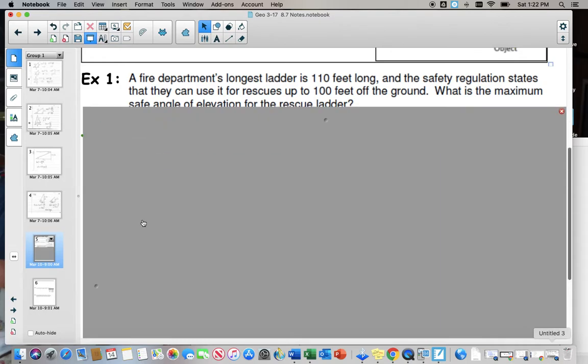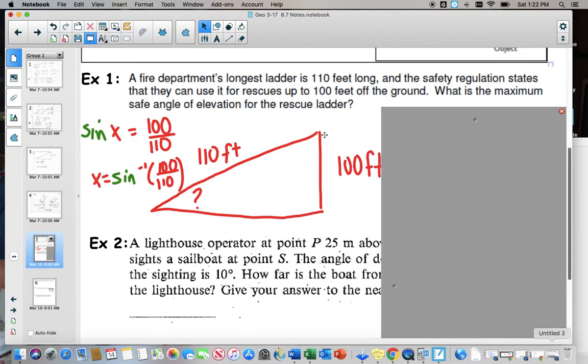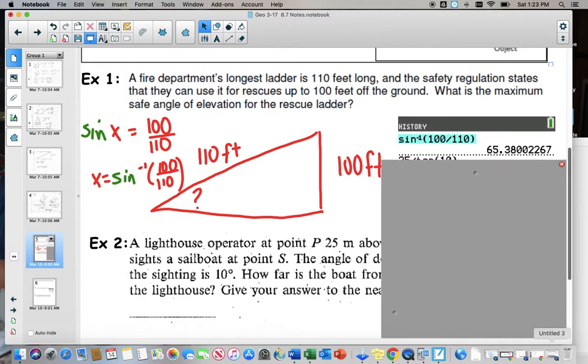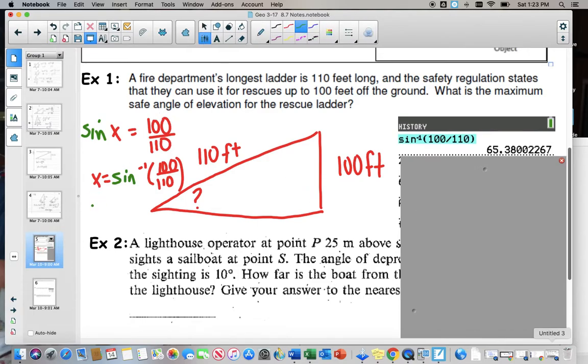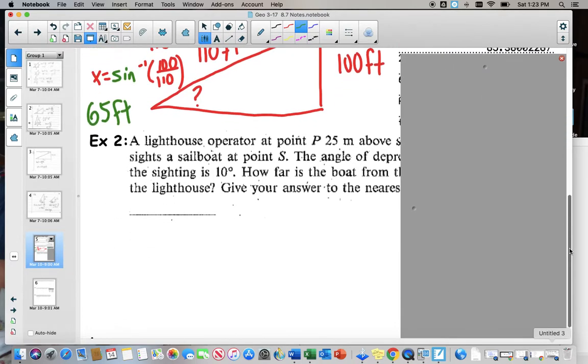So what we first do is draw a picture. So this is the building or the rescue. This is the ladder, and this is what we're trying to find out. So opposite over hypotenuse. So we're going to use the sine, but in this case we don't know what the angle is. So to get x by itself, we take the inverse sine of both sides, so that's where we get this. And then on our calculator, we press the button. And so if we're rounding this to the nearest integer, we would say 65 feet.